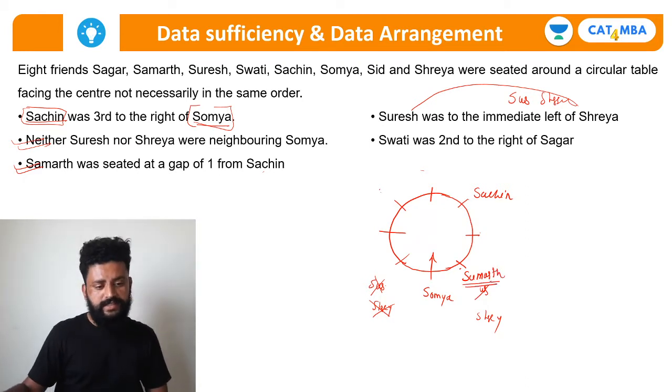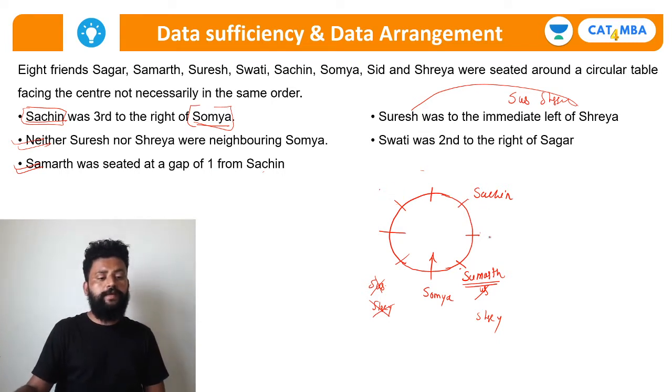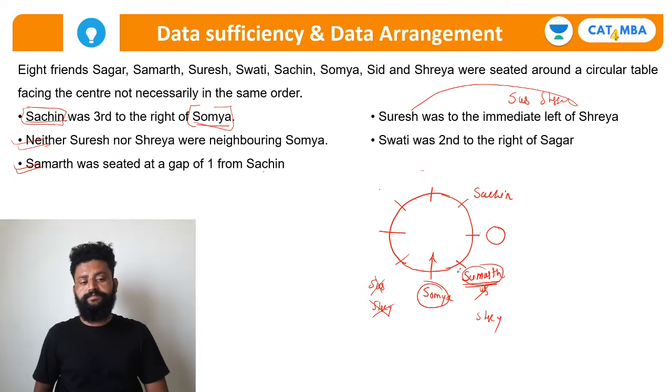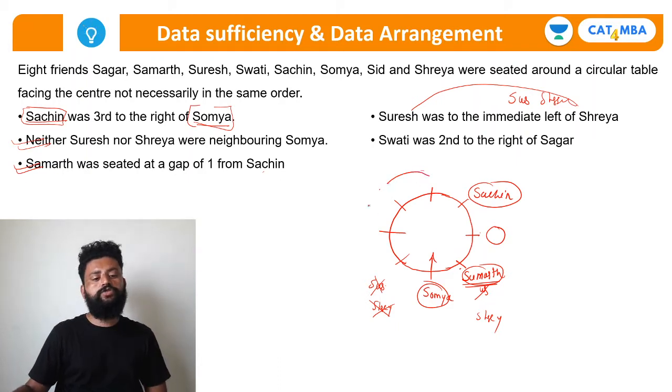That's the cracking point, क्योंकि दो लोग साथ में चाहिए. तुम समर्थ यहाँ पे रख दोगे तो फिर सुरेश और श्रेया कहाँ पे आएंगे, right? So this cannot be Samarth. So at a gap of 1 means this is gap and this is Samarth. So Soumya, Samarth, Sachin, this is what we got, and we have Suresh and Shreya sitting on these two.